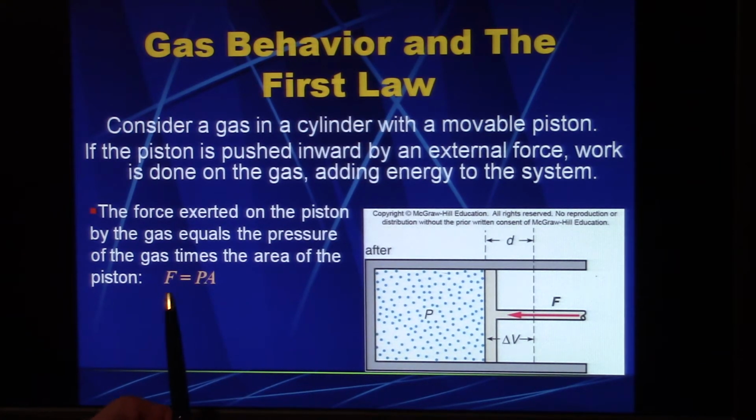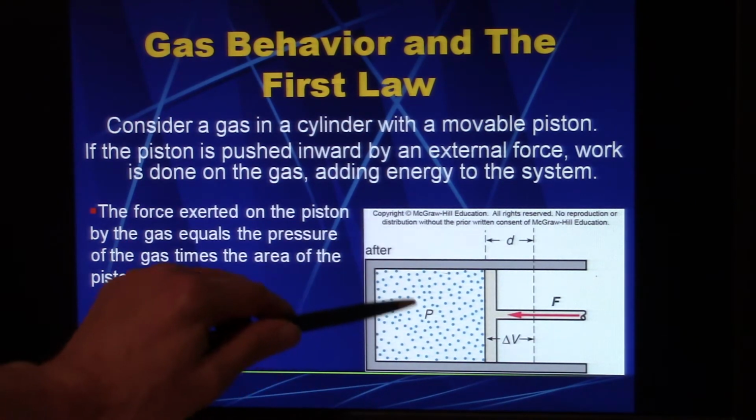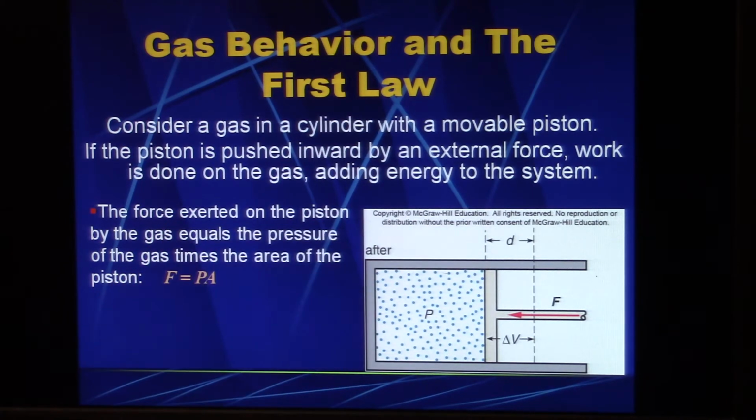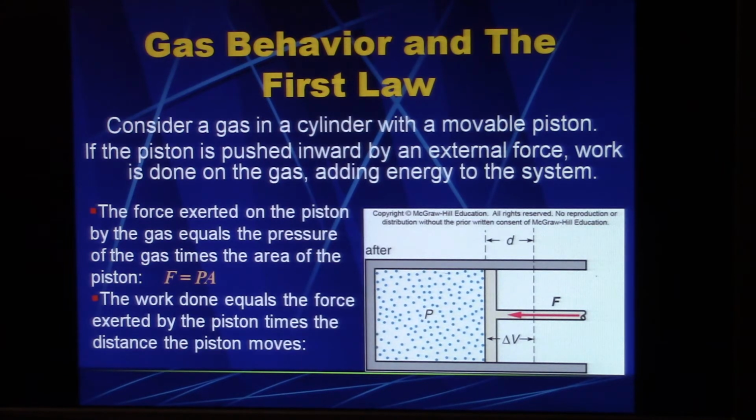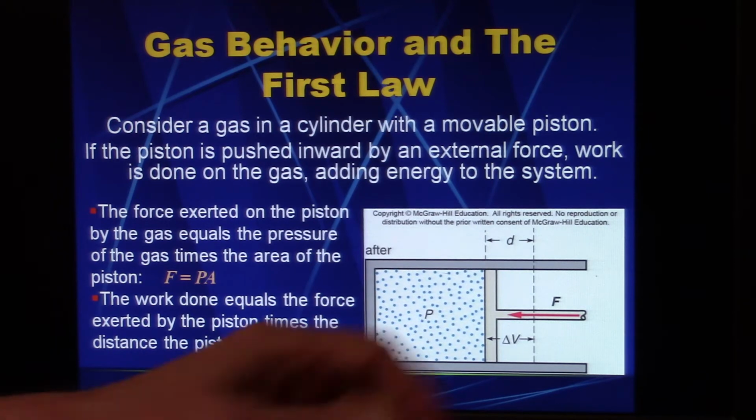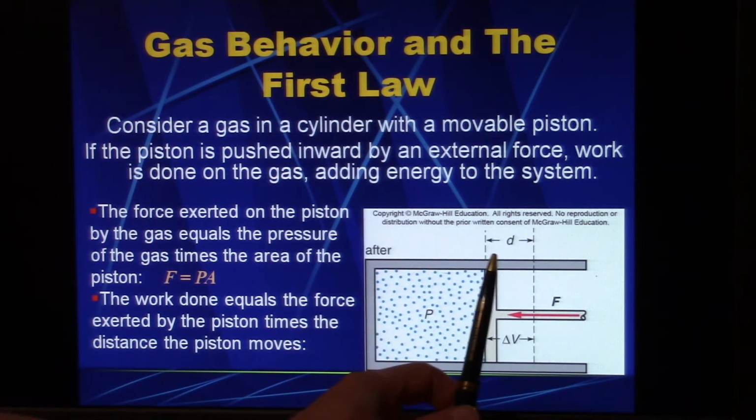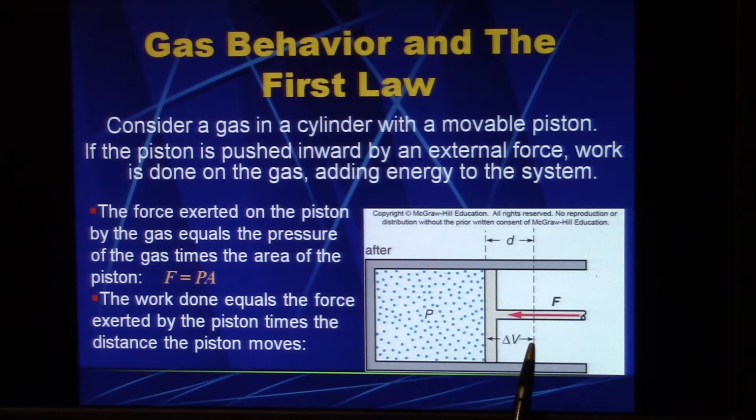Now, this is a formula that we had in the last chapter, chapter 9. Force is equal to pressure times the area, right? So you have a force going this way, and then you have a pressure, and you have an area of that piston. And work will be, of course, force times distance. Here you have D.